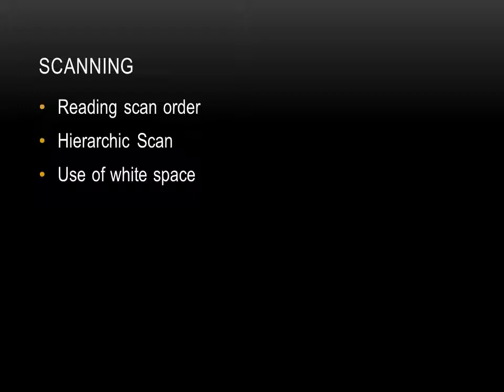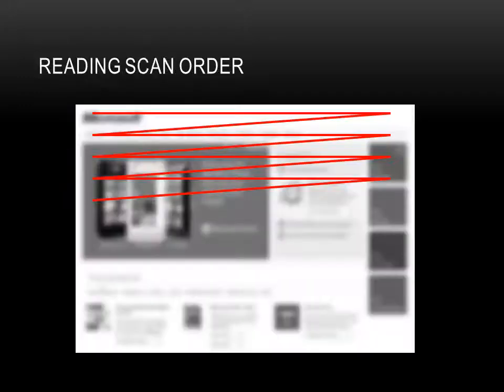The second thing we're going to look at is hierarchic scan, which says, I'm not actually going to look in detail across this entire page. I'm going to look for groupings. I'm going to try to understand the groupings, and I'm going to try to skip across groupings. Somehow find me a faster way to get at the thing I'm looking for. And one of the ways I'm going to understand this hierarchy is through the use of white space. White space isn't always white, but that's what it's called. Sometimes it's called negative space. So these are the three things we're going to talk about when we talk about scanning.